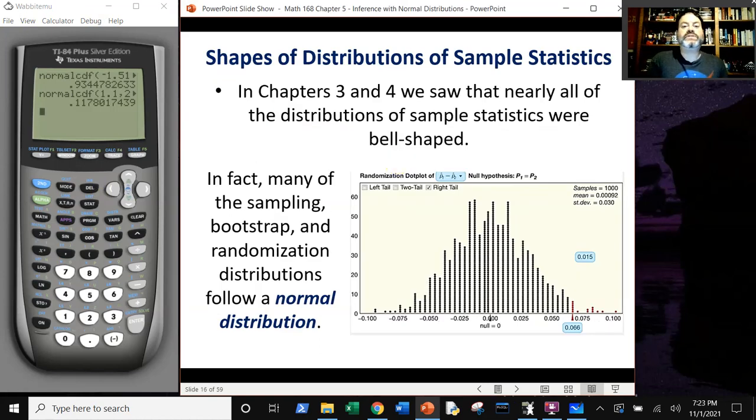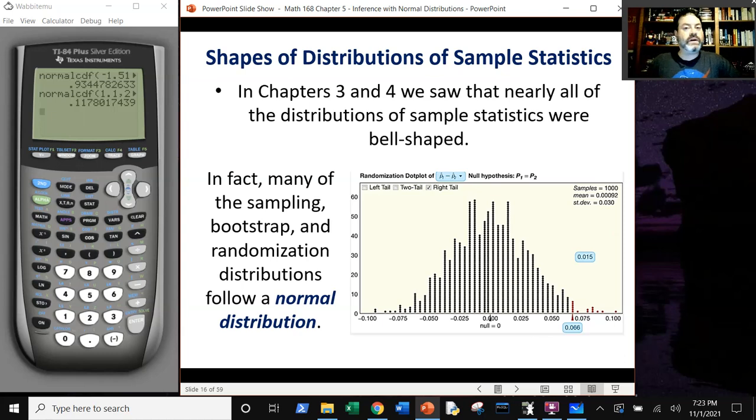In chapters 3 and 4, we saw that nearly all of the distributions of sample statistics were bell-shaped, and that was not a coincidence, right? One of the reasons we use the techniques we use is because we want bell-shaped distributions to either use the 95% rule or to use the standard error that appears there. And it turns out that a lot of these distributions actually follow a normal distribution. So that's why we're using this normal CDF, because we're just going to practice using the normal distribution.